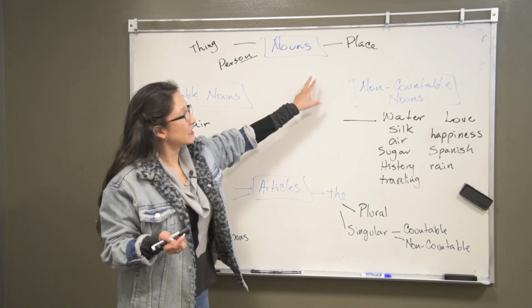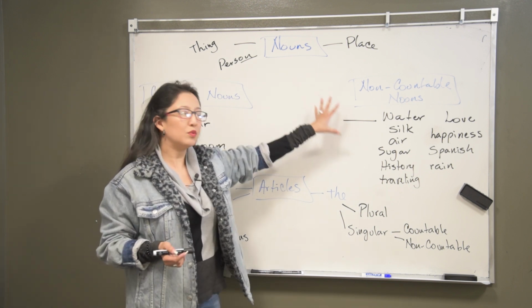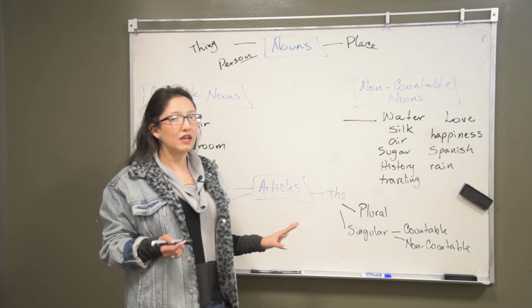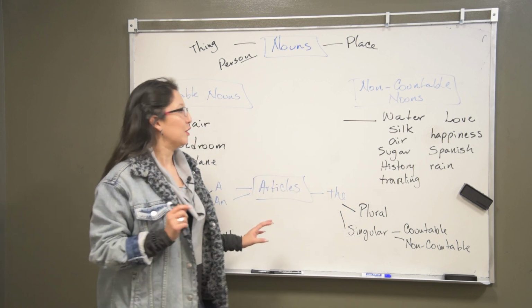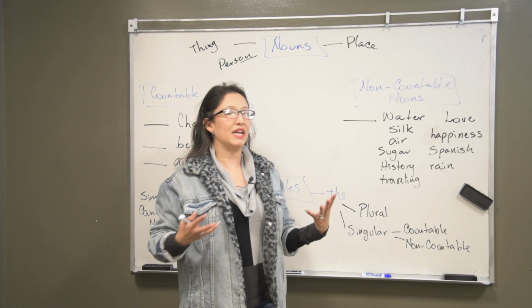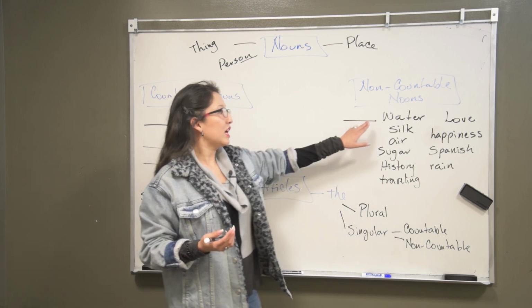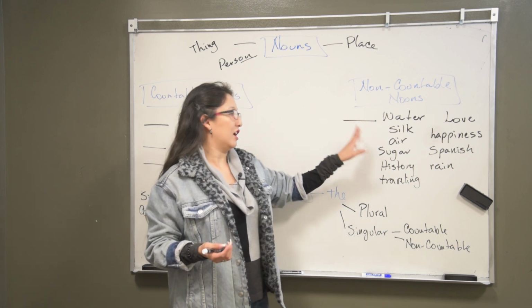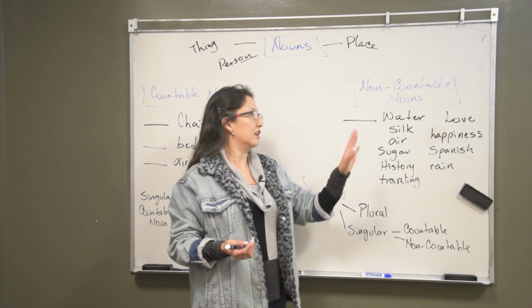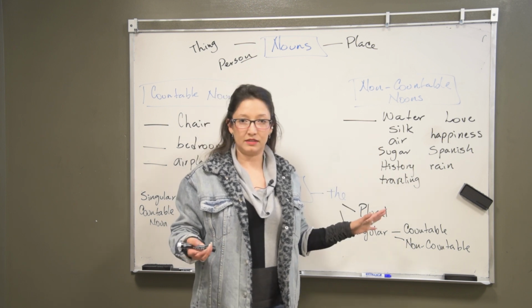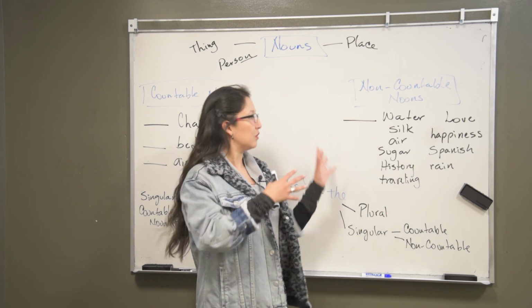Okay, now let's see the non-countable nouns. And here we have some examples. This one is a little bit harder, okay? But let's see how we can explain this. We have water, silk, air, sugar, history, traveling, love, happiness, Spanish, and rain. Can we count them? Can we count these nouns?